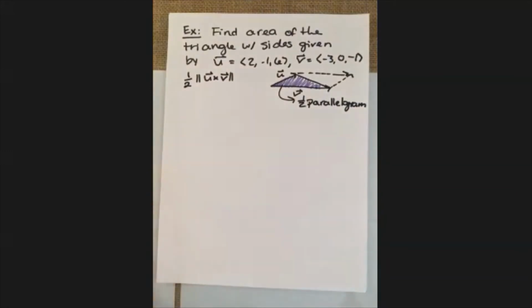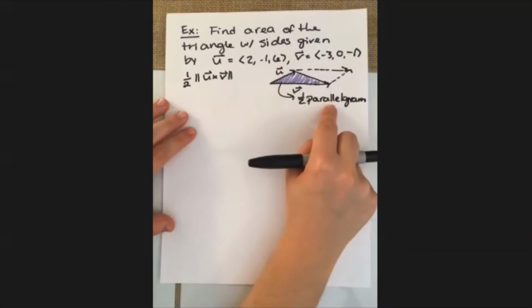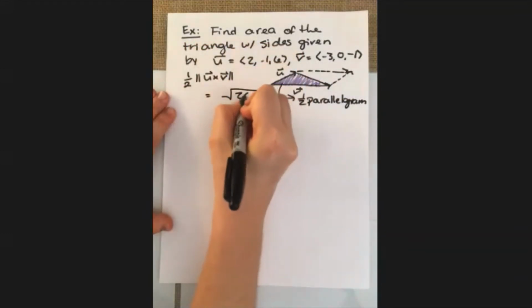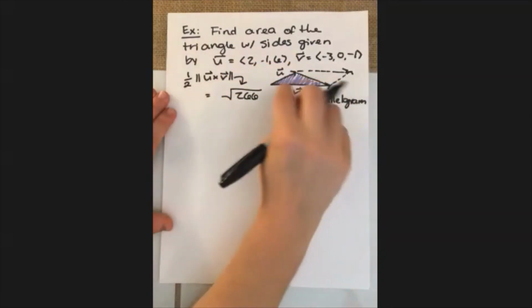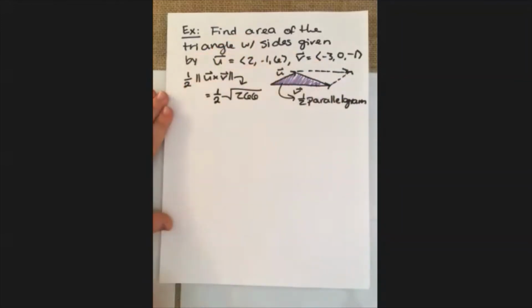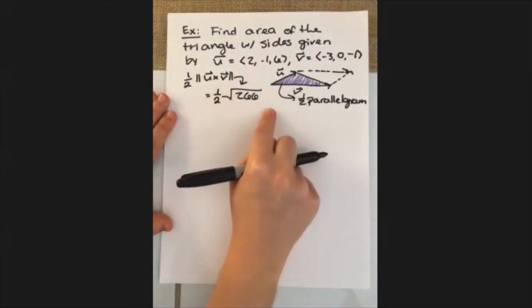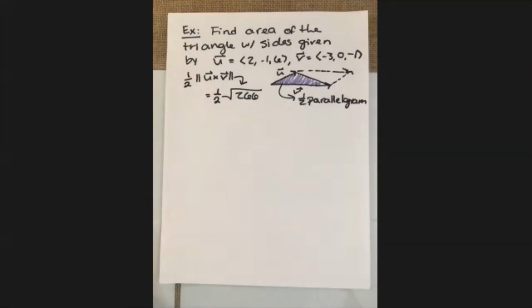Now, we actually already found the area of this whole parallelogram in our last example. And we said that that was equal to the square root of 266. That's this piece right here. And then all we have to do to get the area of just that triangle is multiply it by 1/2. So the area of just this triangle is 1/2 times the square root of 266. And that's pretty much all there is to it.